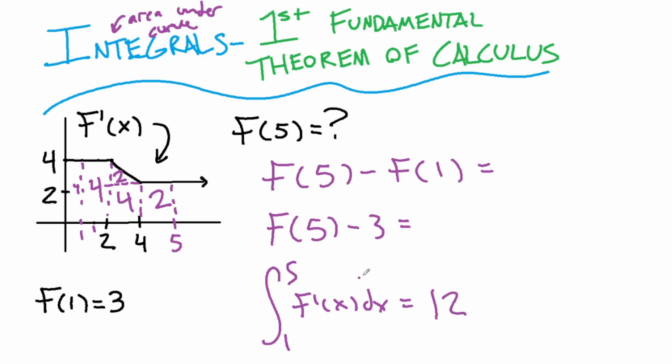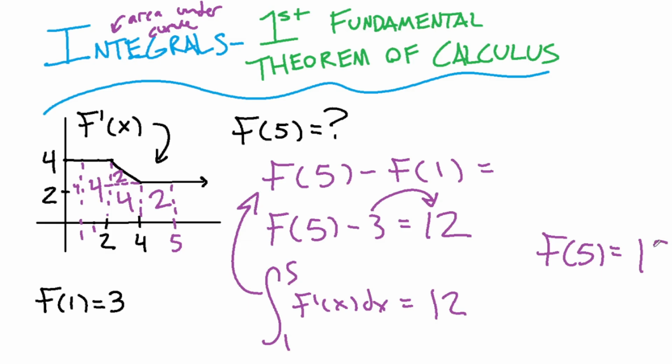If this integral equals 12, and this integral is equal to f of 5 minus 3, then f of 5 minus 3 is equal to 12. Now we can solve for f of 5. We just do some algebra, flip this negative 3, make it positive, and we find that f of 5 is equal to 15. That would be our final answer. So that's what a problem using the first fundamental theorem of calculus might look like.